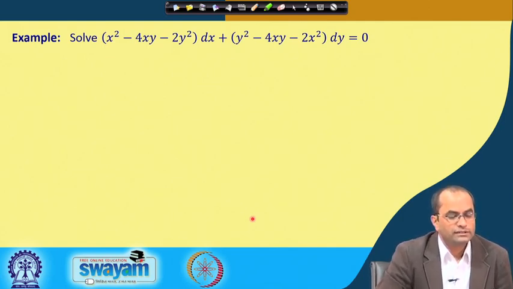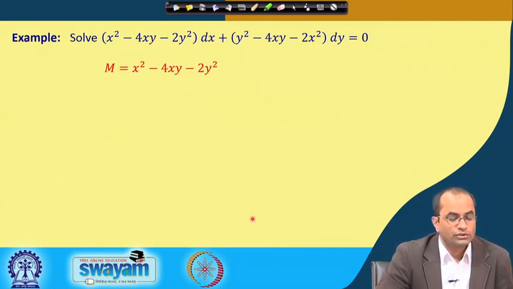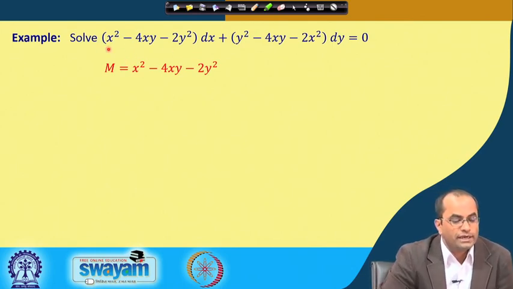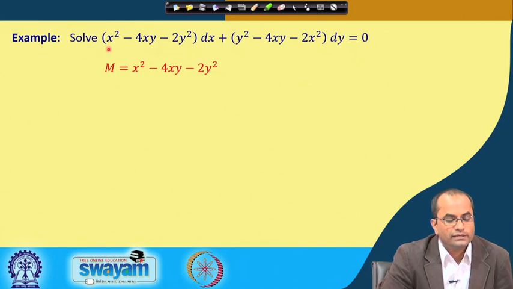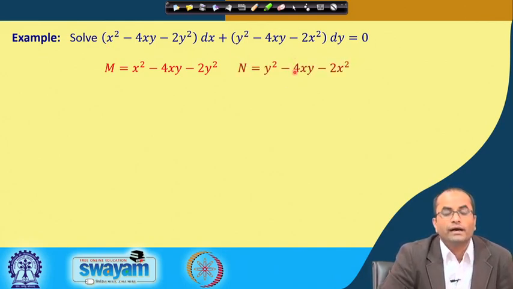We take (x² − 4xy − 2y²) dx plus (y² − 4xy − 2x²) dy equal to 0. So, the first part here is M, x² − 4xy − 2y², and the second part here is N. So, we have this M and N in the given differential equation.